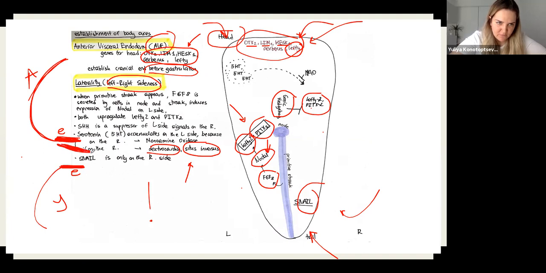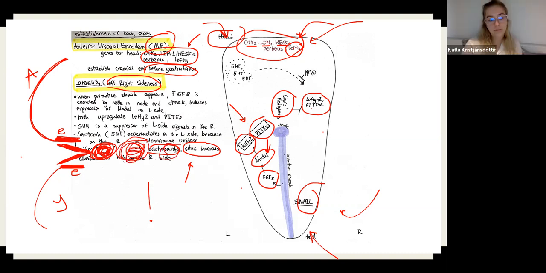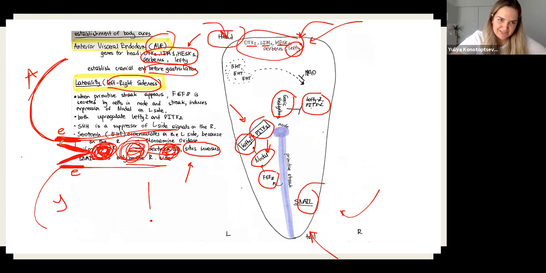This is one part of the V. This is another part of the V. Which one is right next to it here? The intermediate. Which one is right next to it? Paraxial. And then we have notochord. So do you get where we are, right? So at the top, we have the ectoderm. At the bottom, we have the endoderm. We're just looking at this lateral plate, at this V.